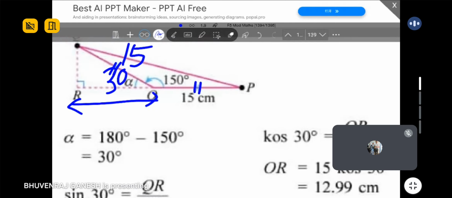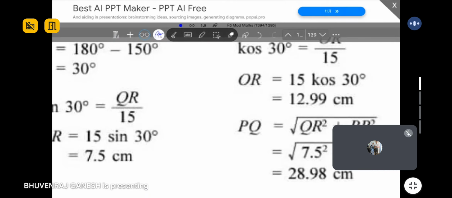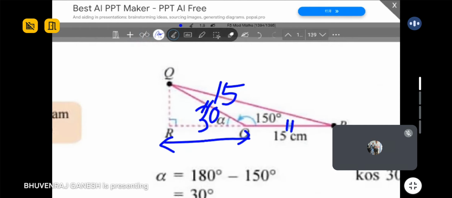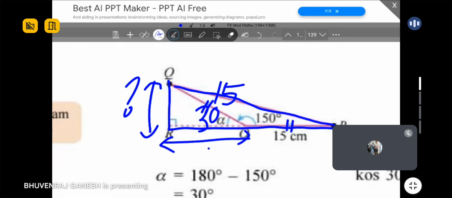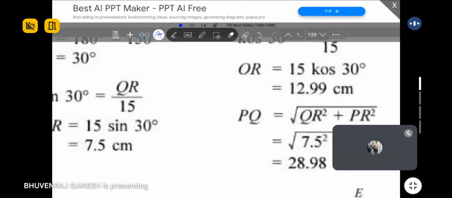Okay, so macam mana cari PQ? Basically PQ you can use Pythagoras theorem. Okay, this one kamu fokus pada gambar besar. Okay, the bigger picture. So QR square plus PR square equal to PQ square. So that is why we find these two first. Kena cari yang ni dulu, supaya kita boleh tahu panjang yang ni. Okay, boleh dapat guys? So panjang PQ adalah nilai yang ni.